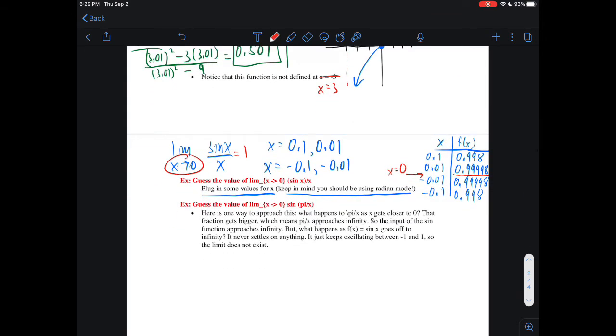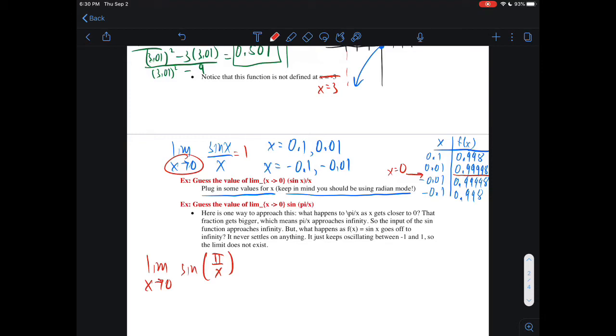Next example, let's guess the value of the limit as x approaches 0 of the function sine, but this time of pi divided by x. Here the fraction is inside of the sine function. Here's one way to approach this.